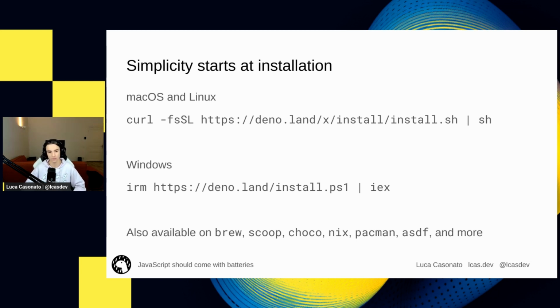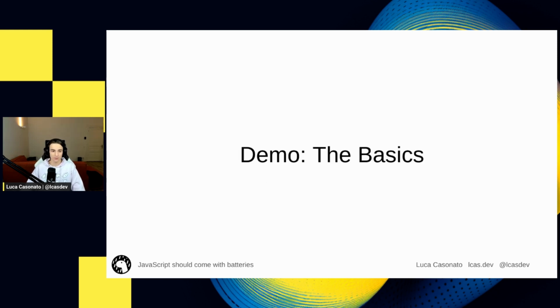There's a single command that you run. You can download Deno from your package managers, but really it's just a single binary. There's no OpenSSL dependencies. There's no DLL files that you need to install. It's just a single binary. And this makes it super easy to get started with Deno, which I'm going to demo to you right now.